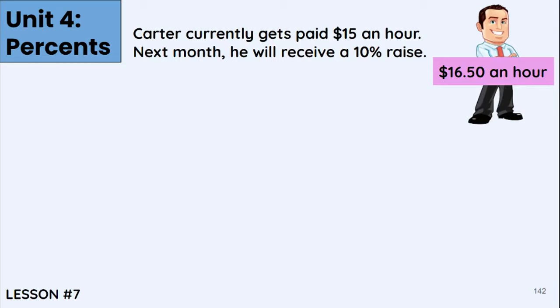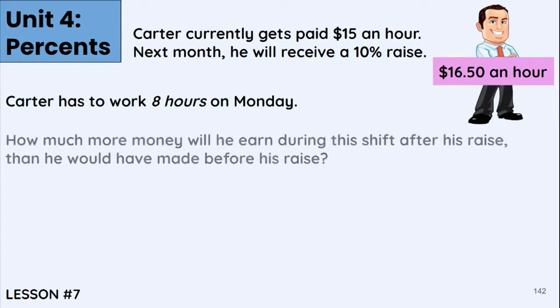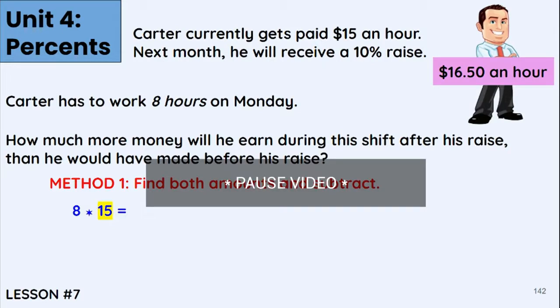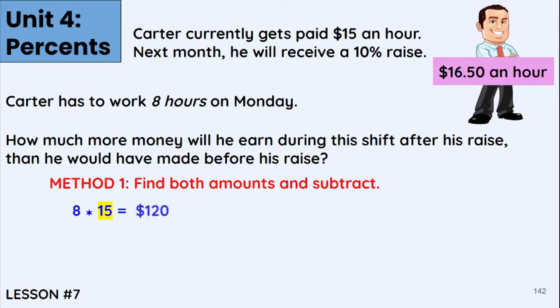So now we know he makes $16.50 an hour. Carter has to work 8 hours on Monday. How much more money would he earn during this shift after his raise than he would have made before his raise? Method one, you could find both amounts and subtract. So he used to make $15 an hour, right? So $15 an hour for 8 hours would be, go ahead and find that out. It would be $120 for that shift.